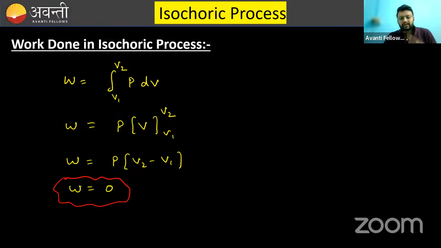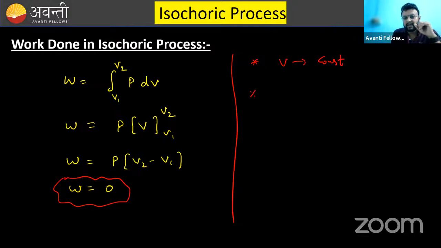Moving further. So what are the three things for the isochoric process? First thing is volume is constant. Second thing is P is proportional to T. Third thing is work done is 0. Clear? Moving further. Try to note it down.